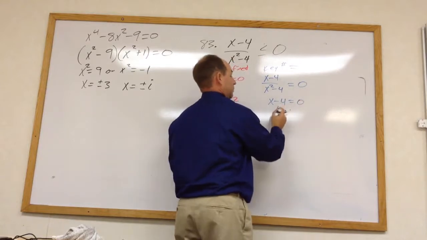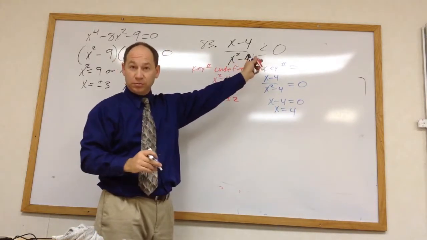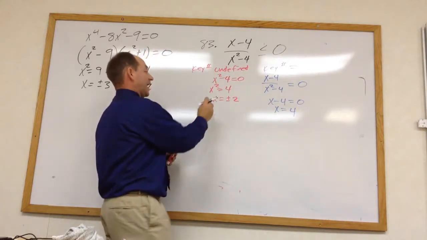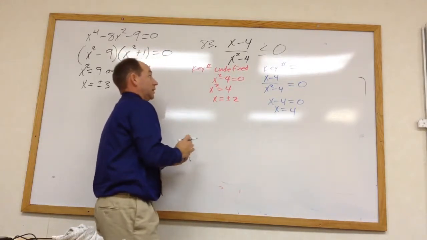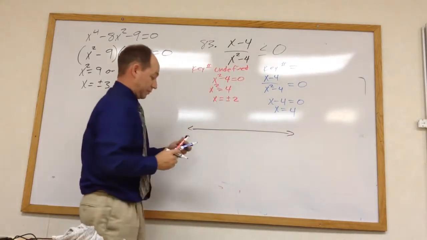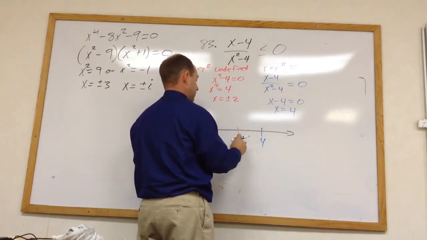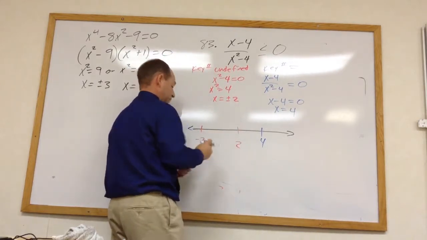Granted, the denominator can't be zero. That happens when x is 4. Will 4 make the denominator 0? No. So I have 3 key numbers here. And that was my first job, to figure out where these key numbers are. This one's at 4, this one's at 2, and this one's over here at negative 2.